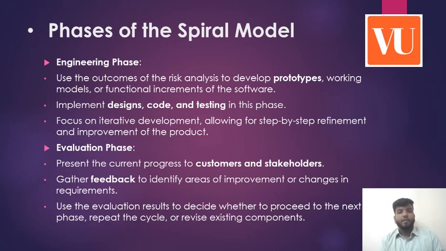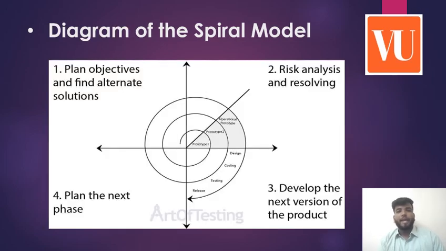Second is the evaluation phase. Present the current progress to customers and stakeholders. Second point is gather feedback to identify areas of improvement or changes in requirements. Third is use the evaluation results to decide whether to proceed to the next phase, repeat the cycle, or revise existing components.